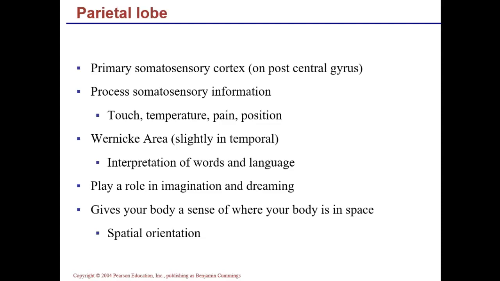Now, on the parietal lobe, you will also find this area called Wernicke's area. It's also slightly in the temporal lobe, and it's always going to be on the same side as Broca's area. So if you have Broca's area on the left side, which is the case for most people, you will also have Wernicke's area on the left side. This portion of the brain helps with interpretation of language.